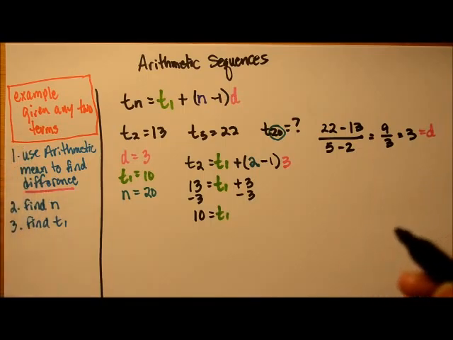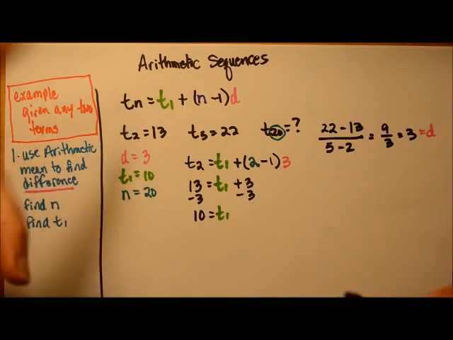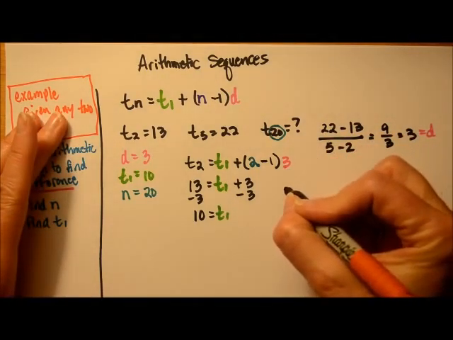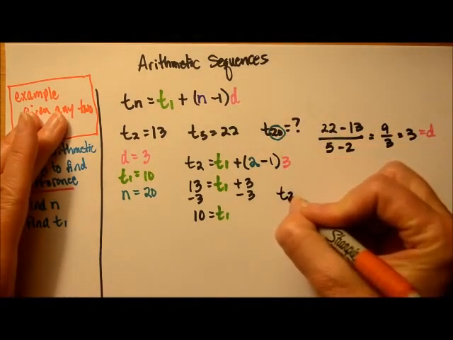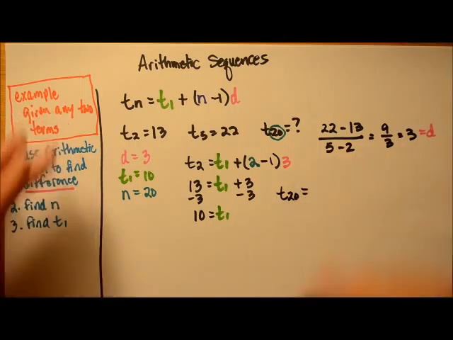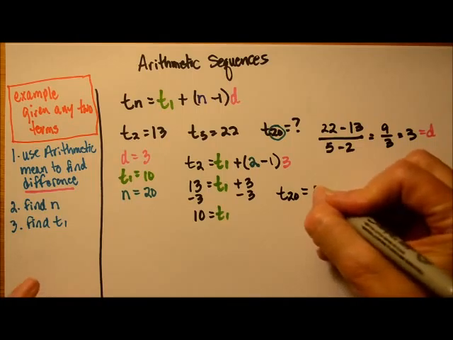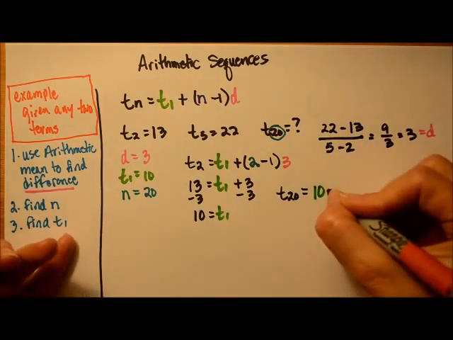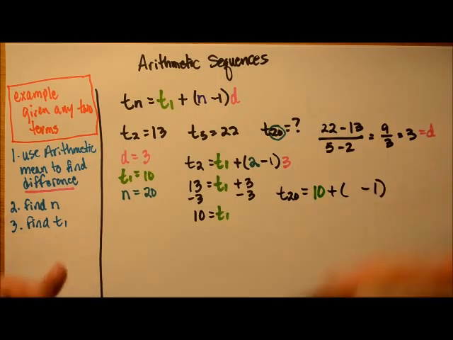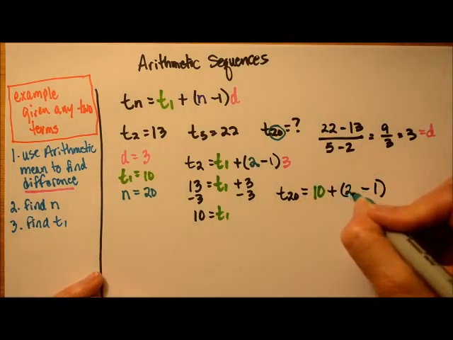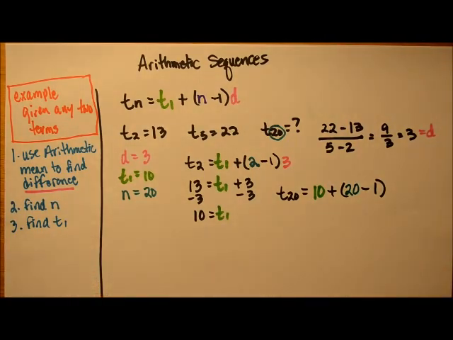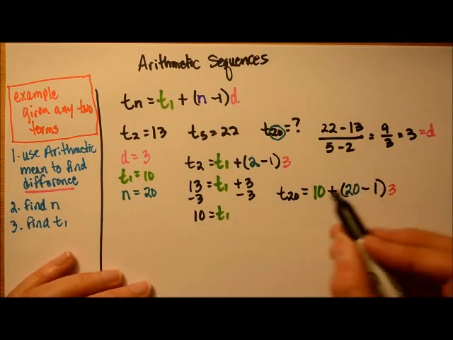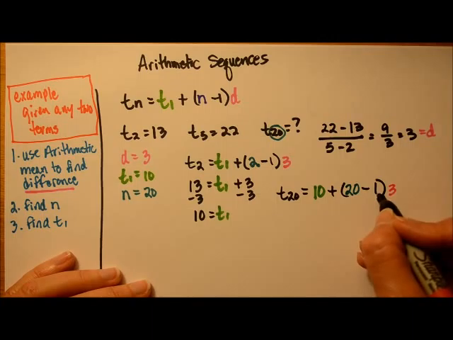All right, and then at that point, we have all the pieces. Once you have all the pieces, you just plug them in this guy so you can find your answer. So I want T20, so T20 equals T1, which is 10, plus N, which is 20, and my difference, which is 3. And then I can just solve. Okay, so I have it all plugged in for you in pretty colors. 20 minus 1 is 19.